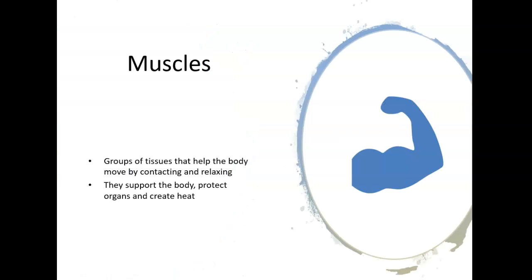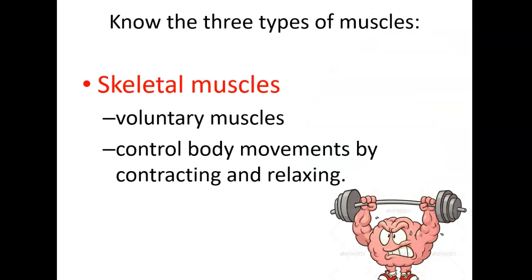Muscles are a group of tissues that help the body to move by contracting and relaxing. They support the body, protect organs, and create heat. There are three types of muscles. We have skeletal muscles. Those are voluntary muscles. We have control over those muscles. They control movements, contracting and relaxing. Skeletal muscles are the muscles that are stretched over the skeleton.